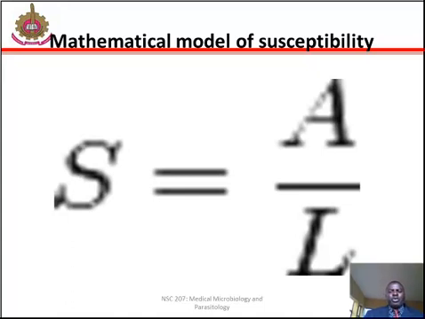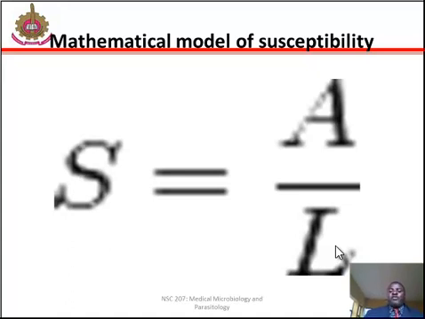Let's look at this mathematical model of calculating susceptibility to infection. S stands for susceptibility, of course. A stands for the age of the individual we are talking about, and L is the average life expectancy of that population.